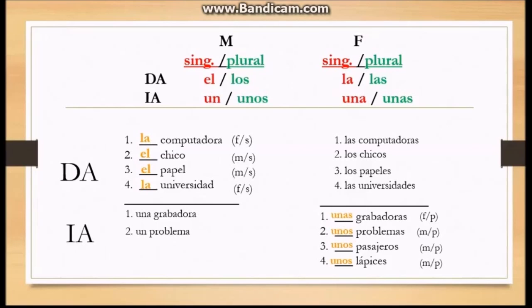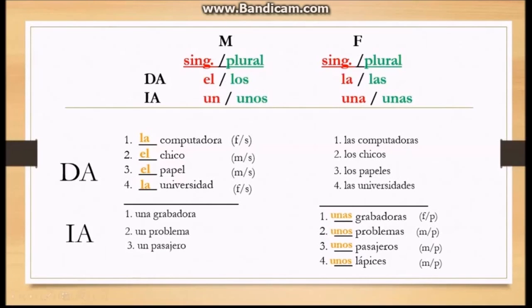And number 3, unos pasajeros, we said, are masculine and plural. Unos is an indefinite article, and as that, it has the masculine singular form, un. Pasajeros ends in S, so let's remove that first. Can the O be removed? No, because pasajero is a singular masculine noun. Un pasajero.